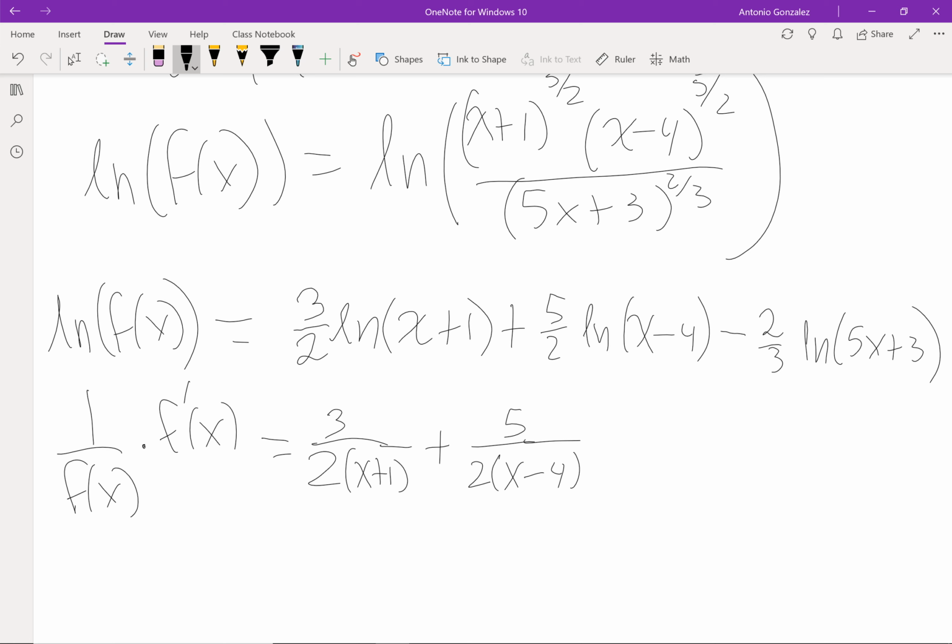All right, and then for the last one here, in the denominator 3, 1 over, now here's where we have to be careful. All right, so 1 over 5x plus 3, but what does the chain rule tell me to do? Times the derivative of the inside, and what's the derivative of the inside? 5x plus 3, the derivative of that is 5, so times 5.